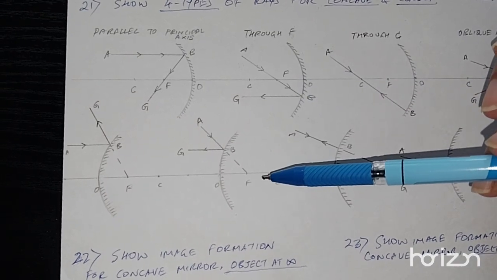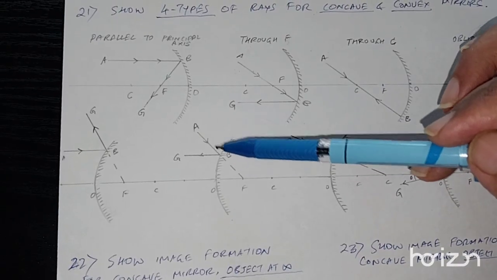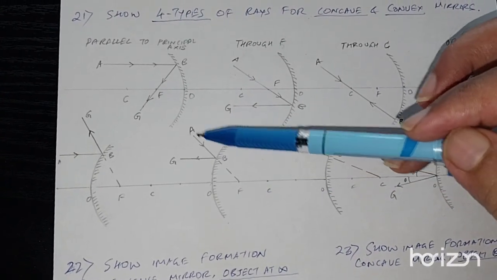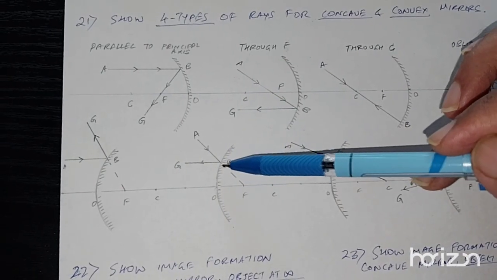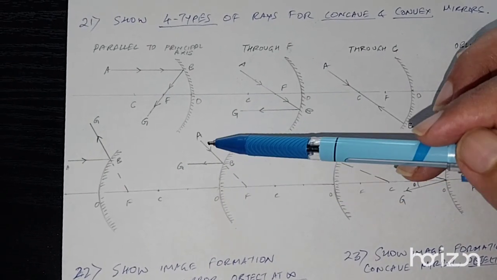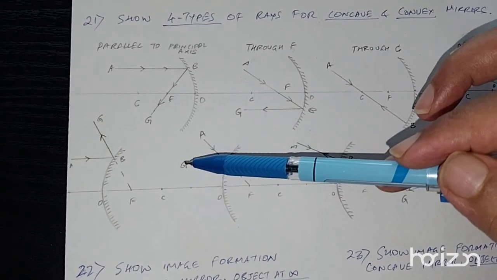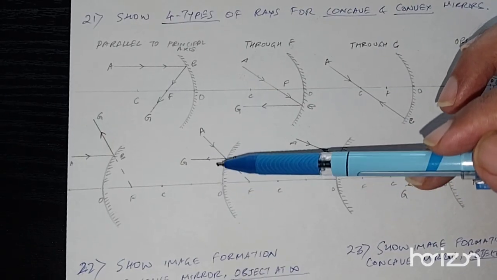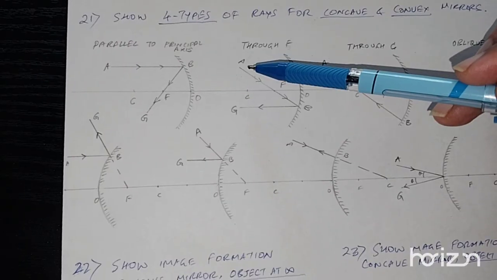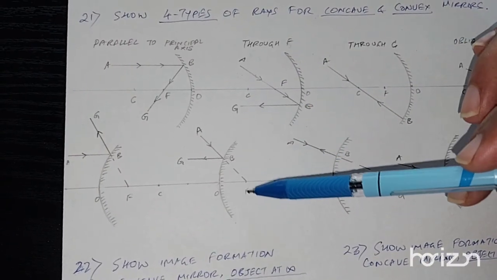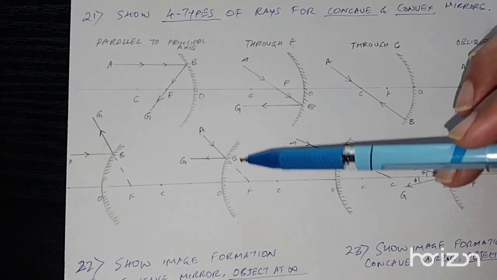For the convex mirror, if you shoot a ray in the same direction as F, so AB is shot such that in the direction which, if you extend it, goes through F, it seems as though it will go through F. That ray AB will get reflected as BG, and that BG will be parallel to the principal axis. So in either case, a ray which is going through F or appearing to go through F will be reflected such that the reflected ray will be parallel to the principal axis.